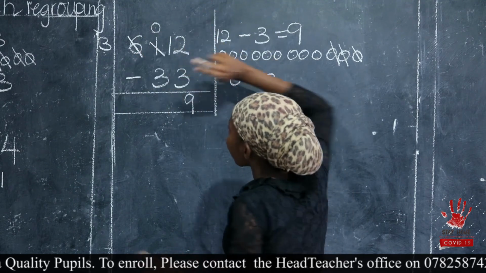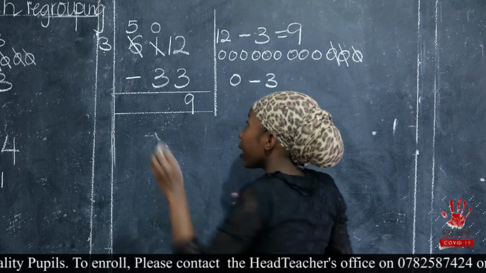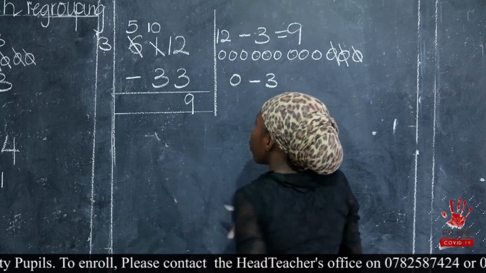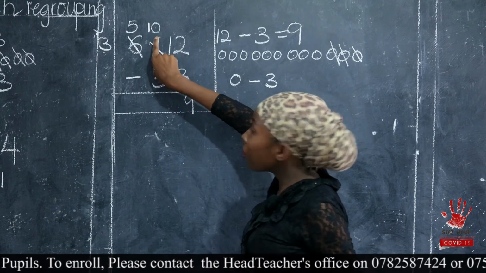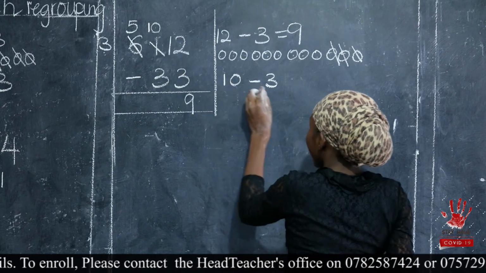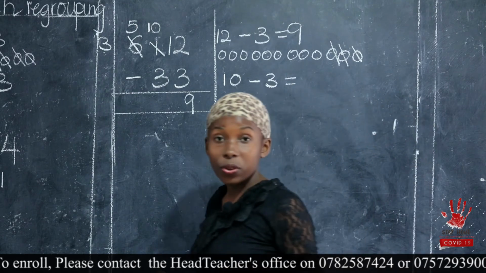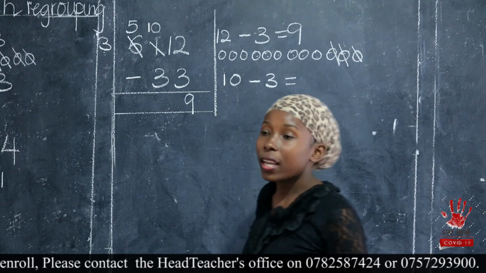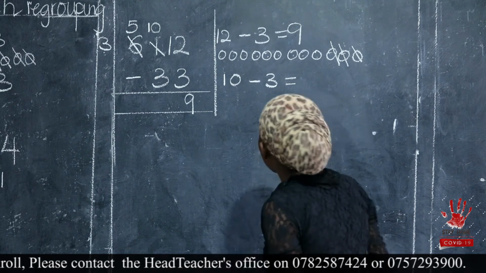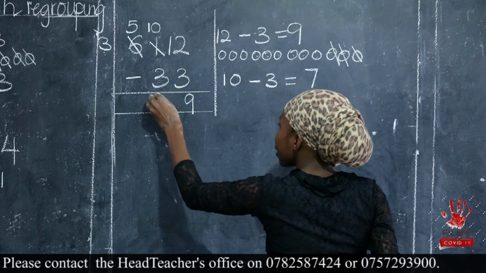The neighbor who had a 6 will now go to 5 and lends me 1 ten. So you see the new number? What is the new number? The new number is 10. So 10 take away 3. What is 10 take away 3? Do you have your fingers with you? 10 take away 3. Yes, I believe all of you have got 7. So 10 take away 3 is 7.